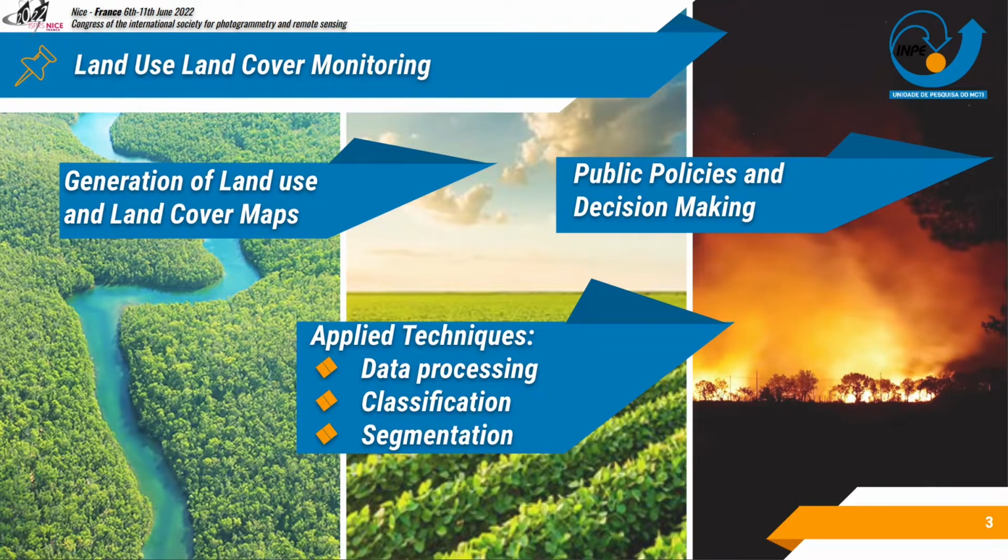One of the most important activities related to the use of remote sensing images is the generation of land use and land cover maps, which is very important for public policy and decision making. Various techniques such as data processing, classification, and segmentation can be used to create these maps. With big data, new approaches can be implemented. Recently, several studies have shown that the use of spatial-temporal data is promising and significantly increases the accuracy of the models compared to approaches that do not consider time.